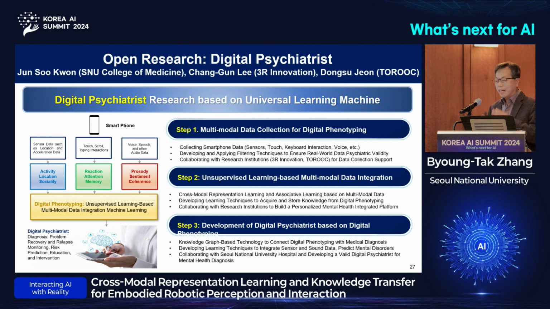Okay, another part, as a project report, we have open research in our group that's done by 3 professors. One is from medical school, Professor Kwon Jun-soo, and another one is Chang-gun Lee from computer science. And one institution is the company Toruk, a robot company, Dong-soo Chan. The 3 of them work together to build a digital psychiatrist. It's basically an AI agent that learns from human phone and behavior and actually does some diagnosis.